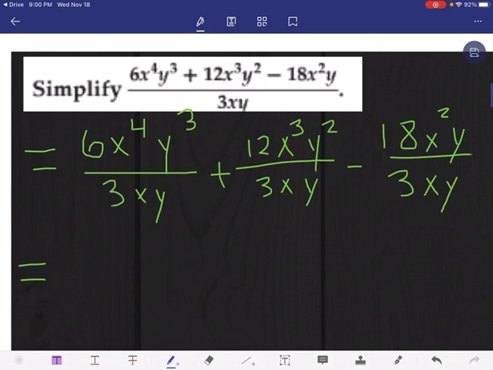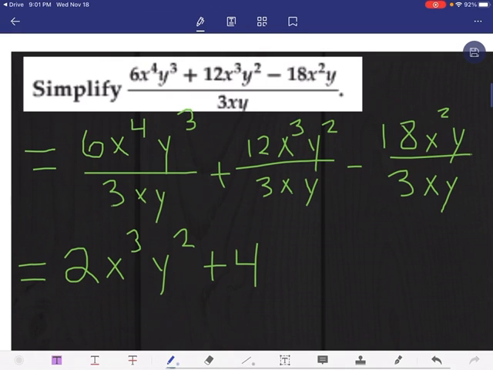So we would have 6 divided by 3 gives us 2. Then we're dividing, so we would subtract our exponents. So x to the 4th, so we have 4 minus x to the 1st, so minus 1. We get x to the 3rd. Then we have y cubed divided by y, so we're going to get y squared. And then our next term is 12 divided by 3, so we get 4. Then we have x cubed divided by x, so we get x squared. And then we have y squared divided by y, so we get y.